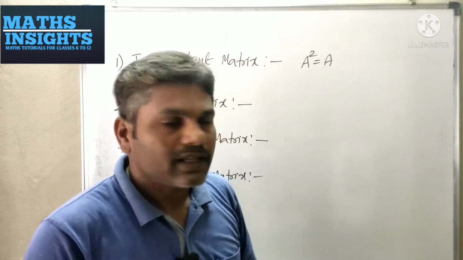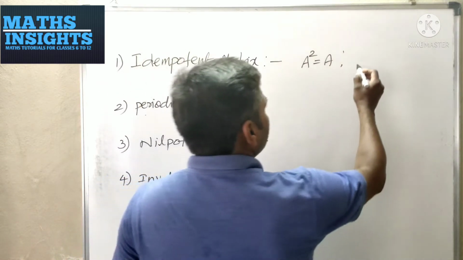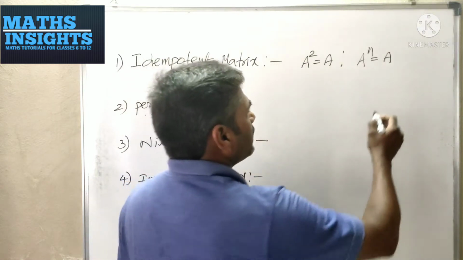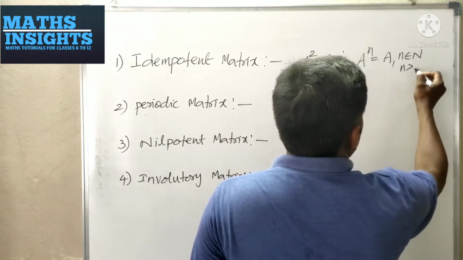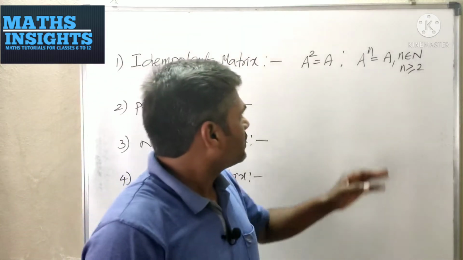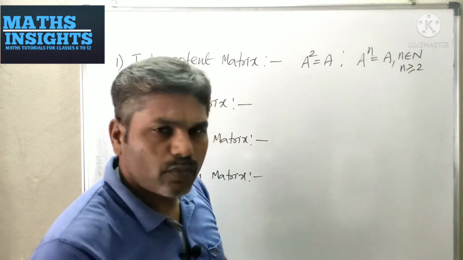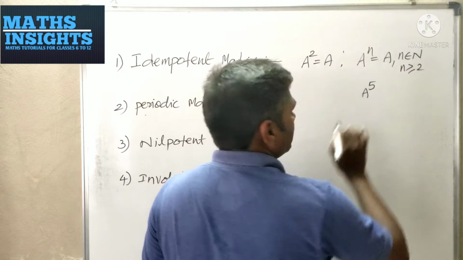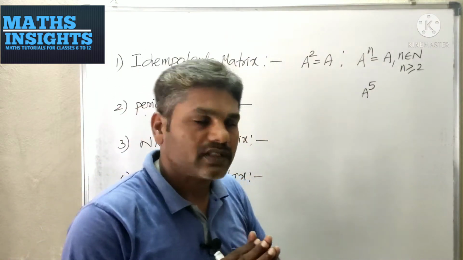equals to A. Whenever A square is equals to A, automatically A power n always becomes A, where n belongs to set of natural numbers and it should be greater than or equals to 2. Why? Because whenever A is idempotent, A square will become A. Suppose I am taking an example. A power 5 I am taking. A power 5 will become A when A is idempotent.